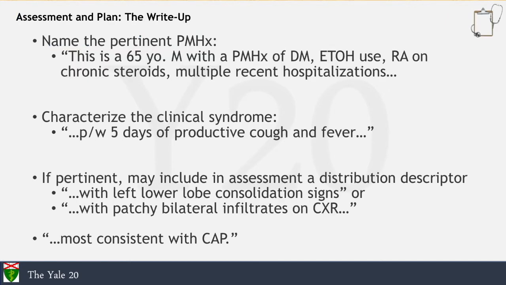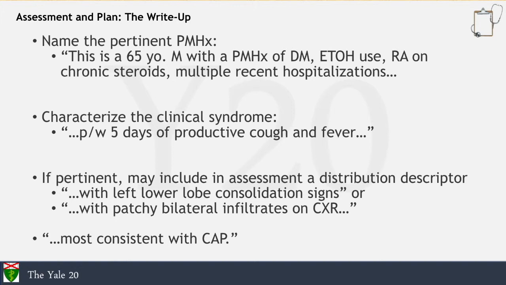And at last, we're ready to tie this all together with the write-up. So, for our assessment, your one-liner can include relevant comorbidities, such as, "This is a 65-year-old man with a past medical history of diabetes, alcohol use, rheumatoid arthritis on chronic steroids, multiple recent hospitalizations," etc.